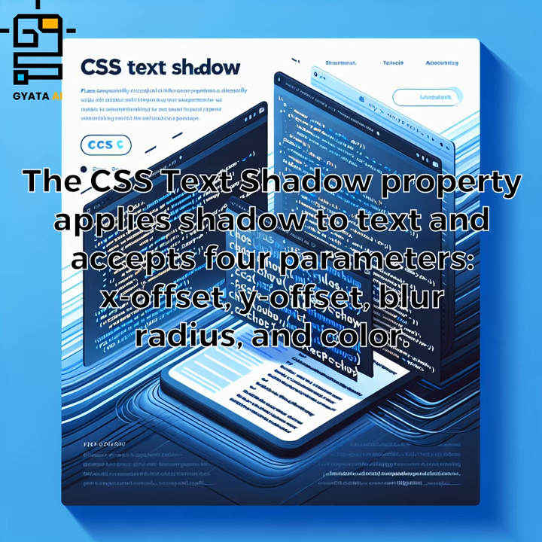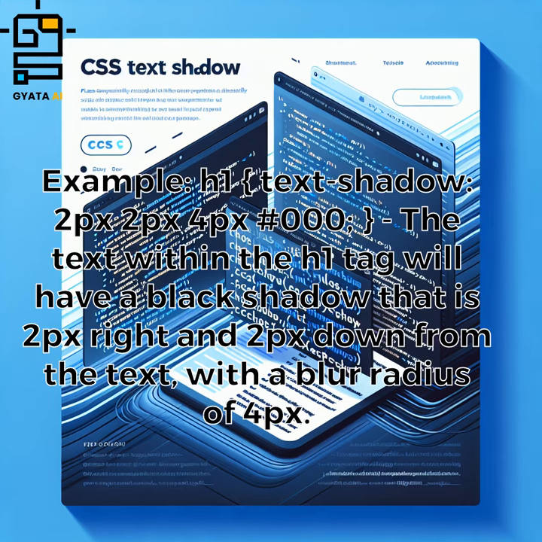Understanding the basics. The CSS Text Shadow property applies shadow to text and accepts 4 parameters: X offset, Y offset, blur radius, and color. Example: h1 { text-shadow: 2px 4px #000; } The text within the H1 tag will have a black shadow that is 2px right and 2px down from the text, with a blur radius of 4px.